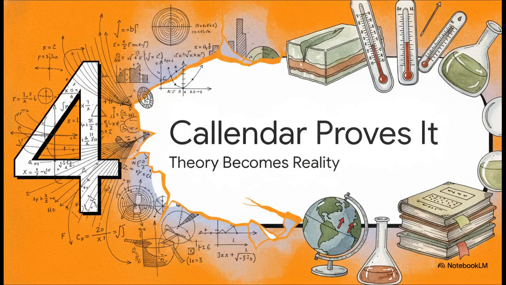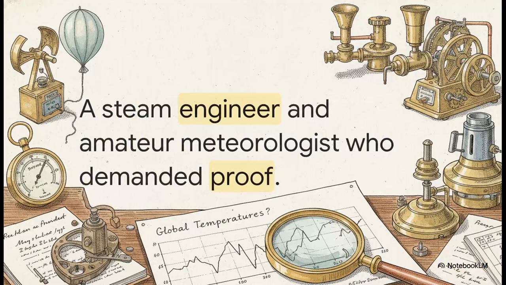Part 4. Collinger proves the warming. Theory becomes reality. Enter Guy Stewart Collinger. He wasn't a world-renowned physics professor. He was a British steam engineer and an amateur meteorologist, but he had an incredibly sharp mind, and he wanted to test if Arrhenius's 1890s math was actually unfolding in the real world due to rapid industrialization. He basically demanded physical proof.